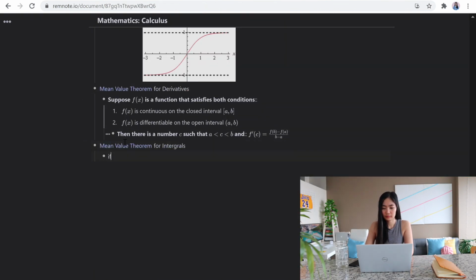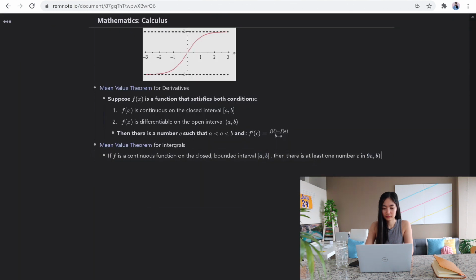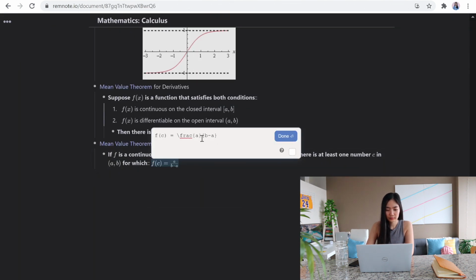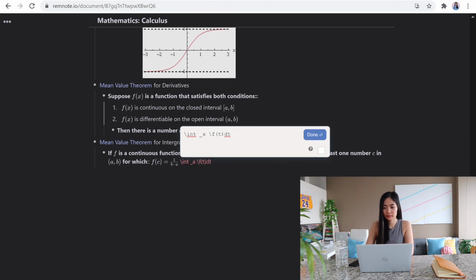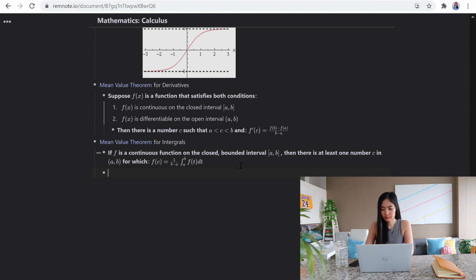So all of a sudden, MVT is not just a lonely theorem. It's connected to something else. I recently made a video about bidirectional linking and references, so feel free to check that out.